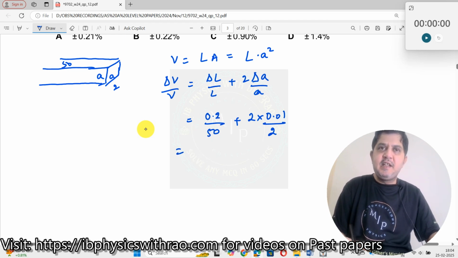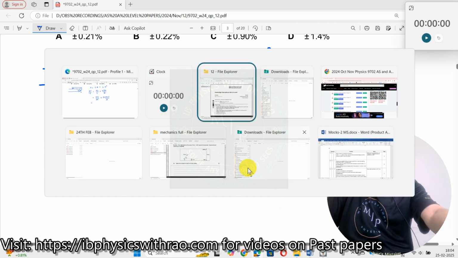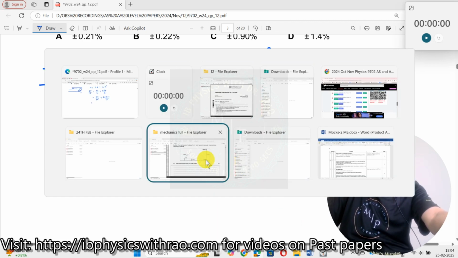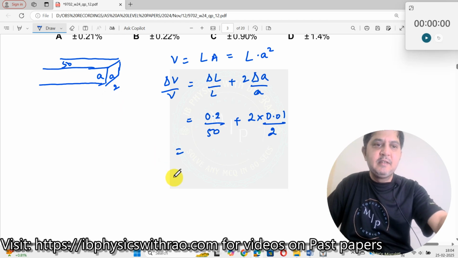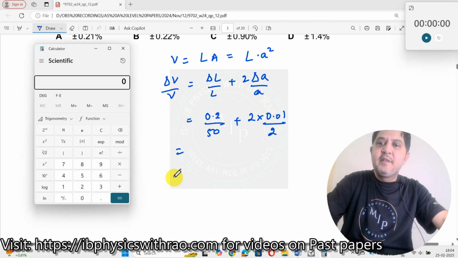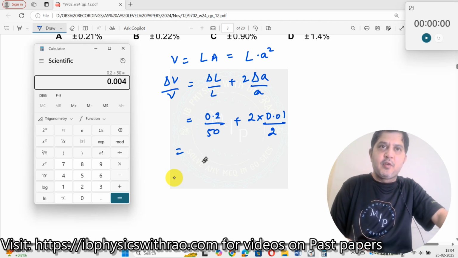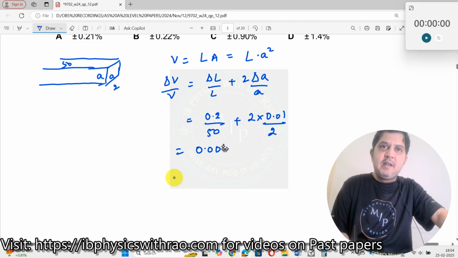So this would be, let me use my calculator. Just a moment. Okay. So 0.2 divided by 50 would be 0.004. 0.004 plus this will be 2 and 2 goes away. We get 0.01, which should now be equal to 0.014.